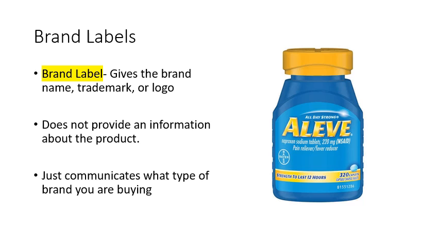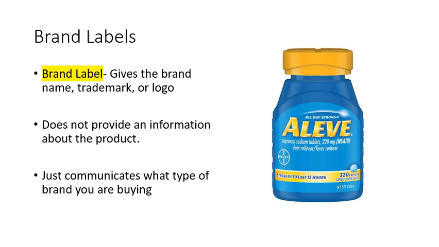The main point of the brand label is to let you know what the brand name is, any trademarks, or any logos associated with that product. It just communicates what type of brand you are buying. The example here is this Aleve bottle, so the Aleve logo, that's part of the brand label.